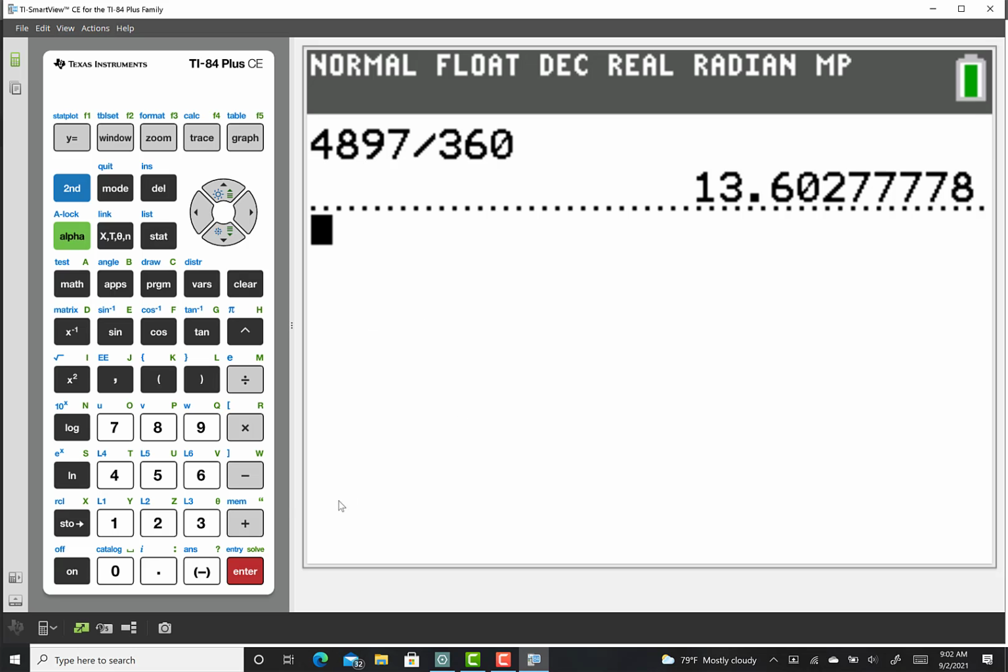And almost everyone was able to tell me correctly what that 13 in the front stands for. That 13 in the front stands for what? Yeah, they did 13 revolutions. Are we cool? But I don't think anyone got the 0.60. What does that 0.602777778 mean? What does it mean?